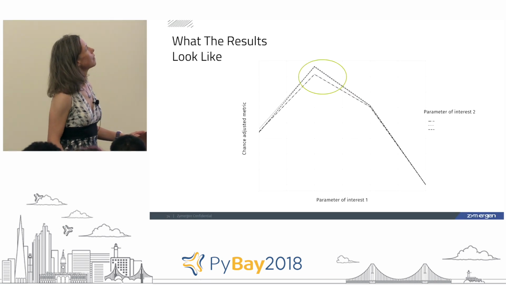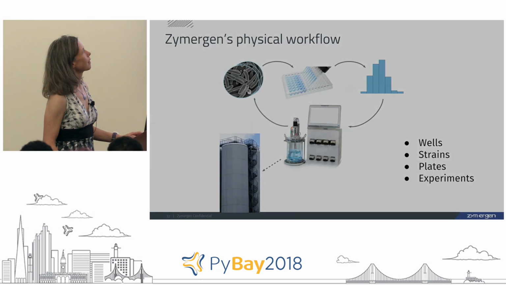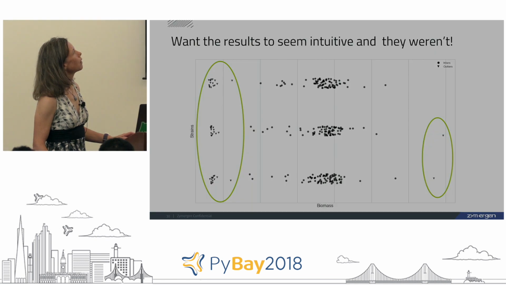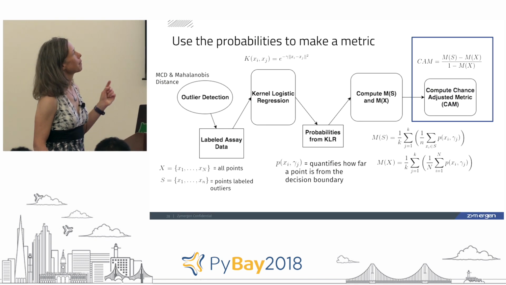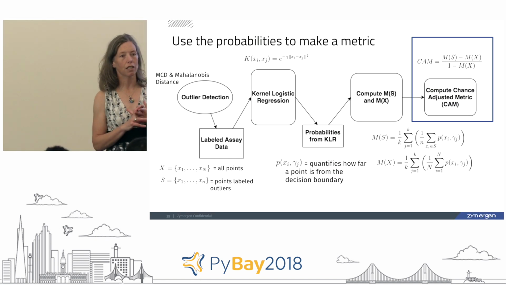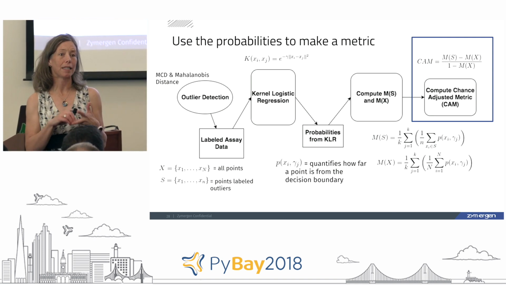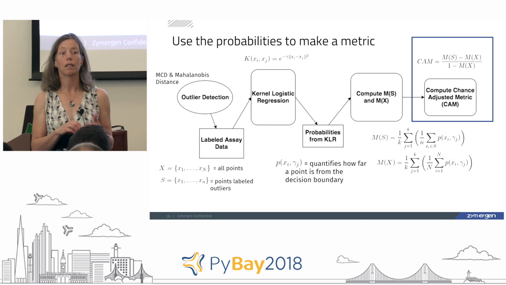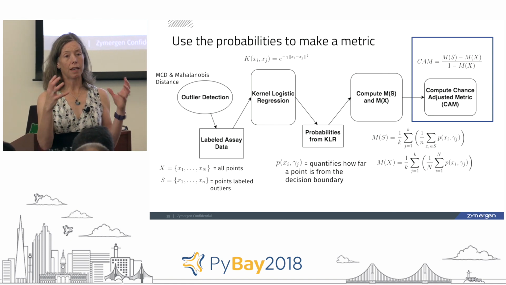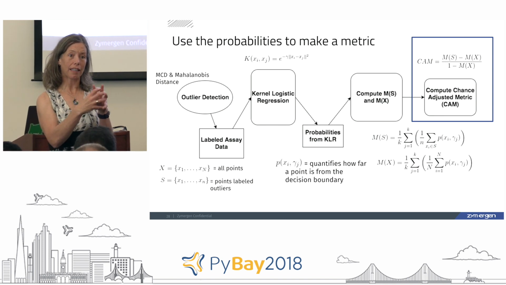Oh, I see. Let me back up for a minute and go back to the simpler picture here. I'm not actually comparing the Mahalanobis distance to the chance-adjusted metric. The chance-adjusted metric is telling me whether or not the Mahalanobis distance I picked was a good one. I'm using the Mahalanobis distance to define that ellipse, and things in the ellipse are considered inliers, and things outside of the ellipse are considered outliers.